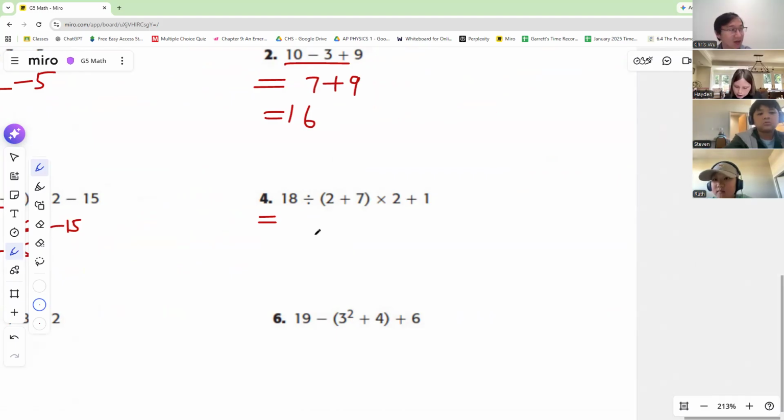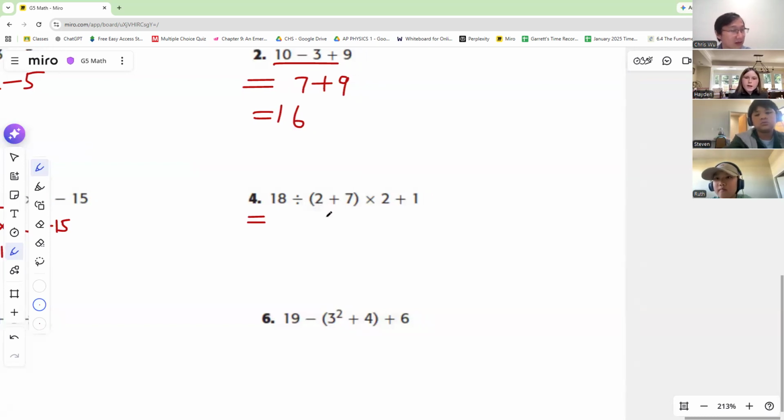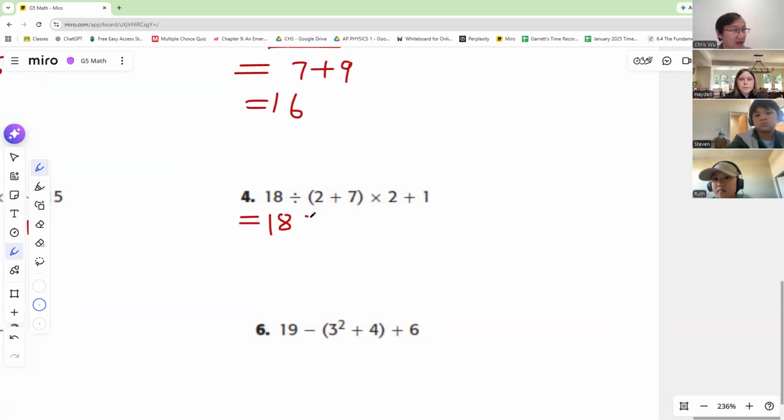For number 4, I got 5. Okay. I think it's not quite 5. So tell me what's the first one you did? I did 7 plus 2, which is 9. Good. Yeah, so it becomes 18 divided by 9 times 2. Oh, you're right, it is 5, sorry.